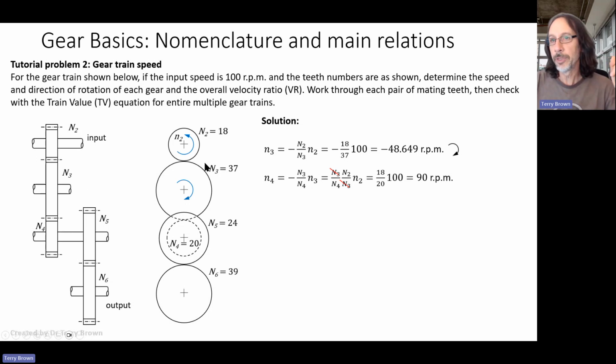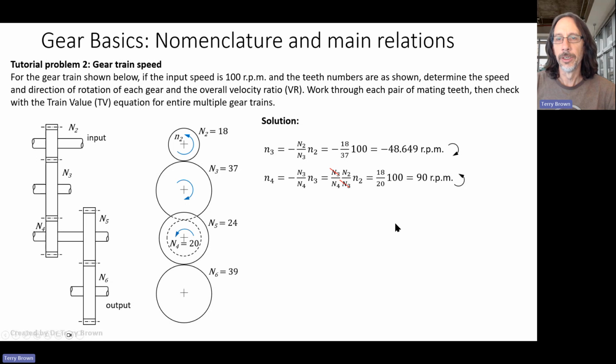N3 here was 37. We could have made it 10. We could have made it 57. It wouldn't matter in terms of the velocity ratio between N2 and N4. But what it does do is again reverse the direction of rotation from N3 to N4. So now N4 is rotating in the same direction as N2.